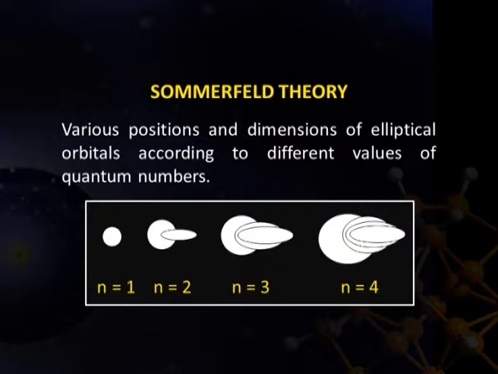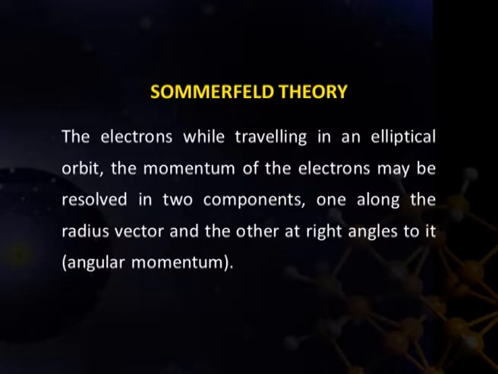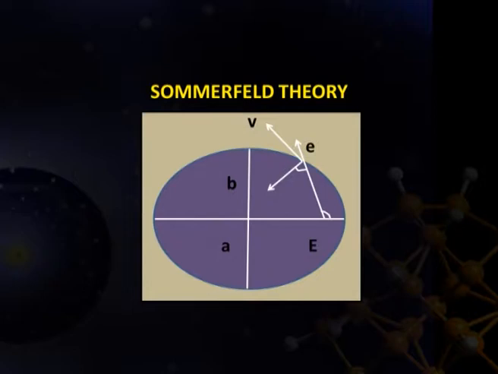These are the shapes of the orbitals, showing various positions and dimensions of the elliptical orbitals according to different values of the quantum number. While travelling in an elliptical orbit, the momentum of the electron may be resolved into two components, one along the radius vector and the other at right angle to it. This is the figure showing the elliptical shape of the orbit.